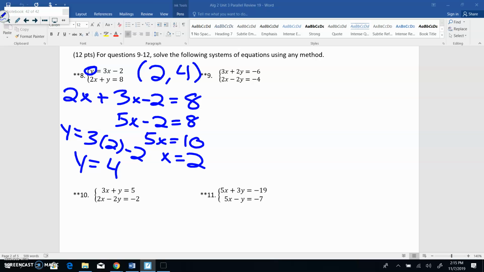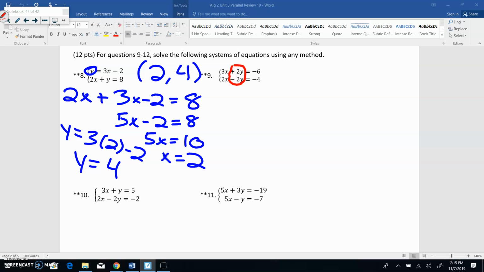Okay, so that's how your answer will be written there. For the second one, number 9. It is already set up for elimination for us, so that is what I am going to do. Okay? I notice that I have opposites. I have a positive 2y and a negative 2y. Those are my opposites right there. That sets me up for elimination.